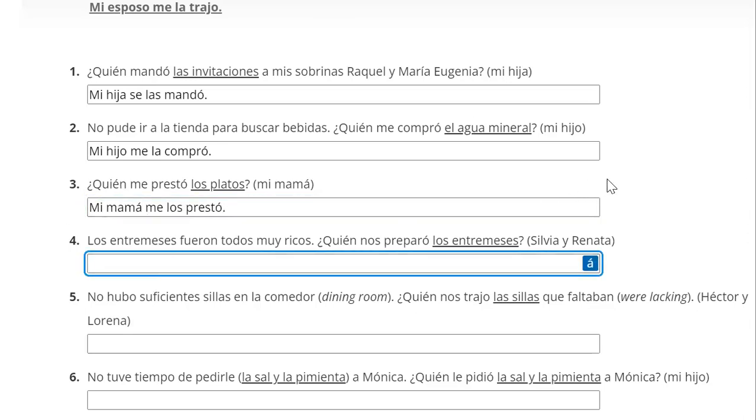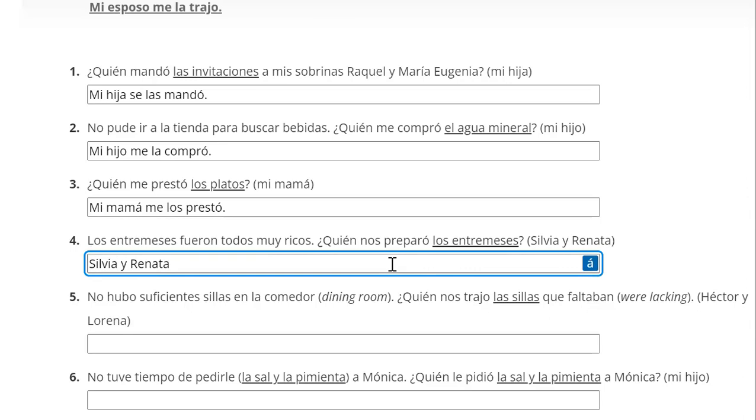Okay, next one. Los entremeses fueron todos muy ricos. ¿Quién nos preparó los entremeses? Sylvia y Renata is our answer. Let's go ahead and try to plug that in. Sylvia y Renata. So they're the answer here.